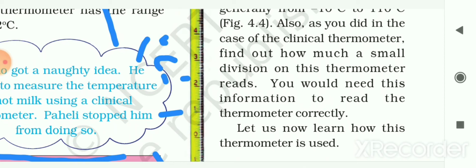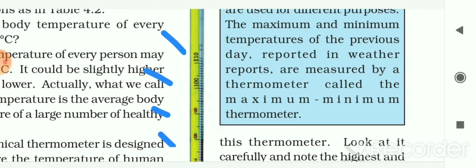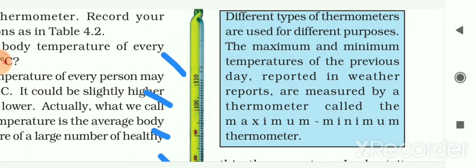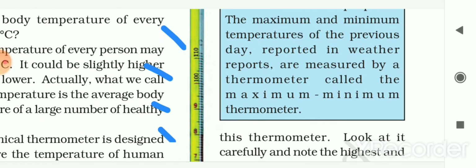Now you will need this information to read this thermometer carefully and correctly. Let us now learn how this thermometer is used. Before that, note that different types of thermometers are used for different purposes. The maximum and minimum temperature of the previous day reported in weather reports are measured by a thermometer called the maximum minimum thermometer. So the temperature of the weather is measured by the maximum minimum thermometer.